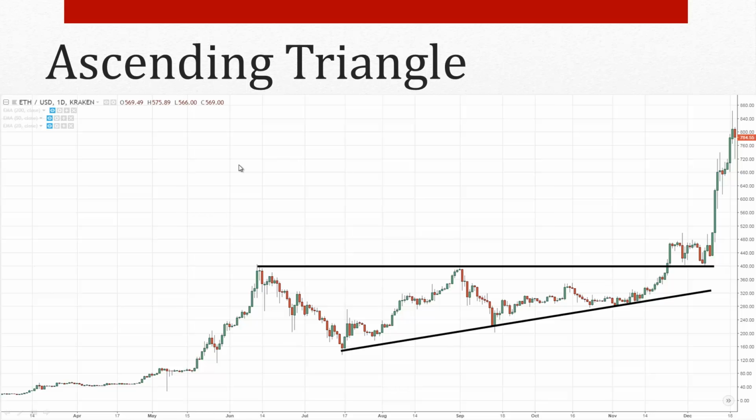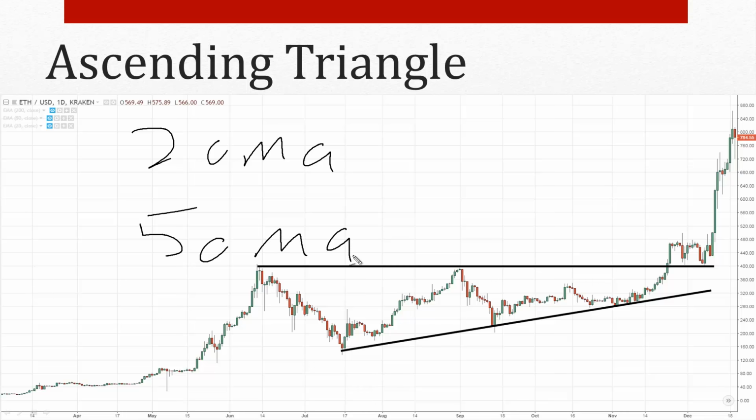So depending on the type of trend you want to capture, if you want to capture a shorter term trend, you can use a 20 period moving average. If you want to capture a medium term trend, you can go with a 50 period moving average. And if you're on a longer term trend, you can go with a 100 or 200 period moving average.